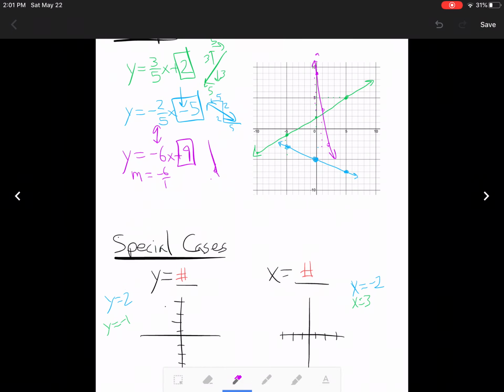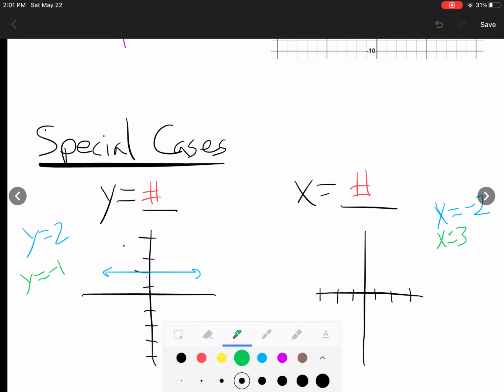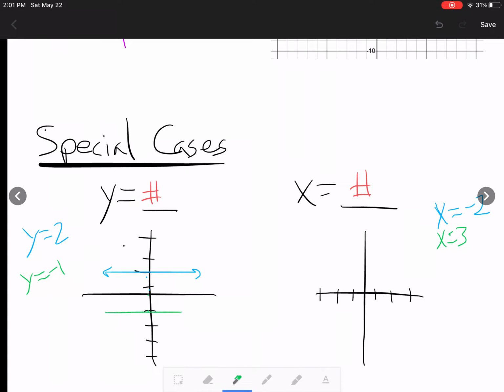Last thing I want to talk about are special cases. This is where we just have y equals a number or x equals a number. Now, if we have y equals a number, it's just going to be a horizontal line at that y value. So we go up to 1, 2 on the y-axis and draw a flat horizontal line like that right there. For y equals -1, similar idea. I go down to 1 on the y-axis, and there we go.